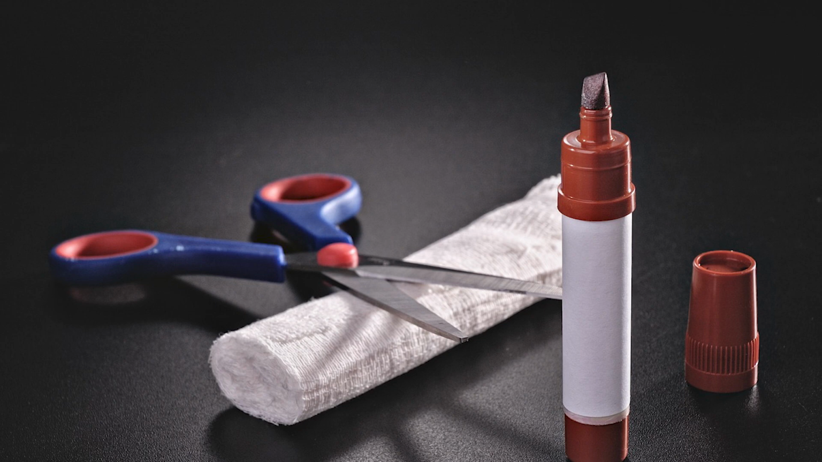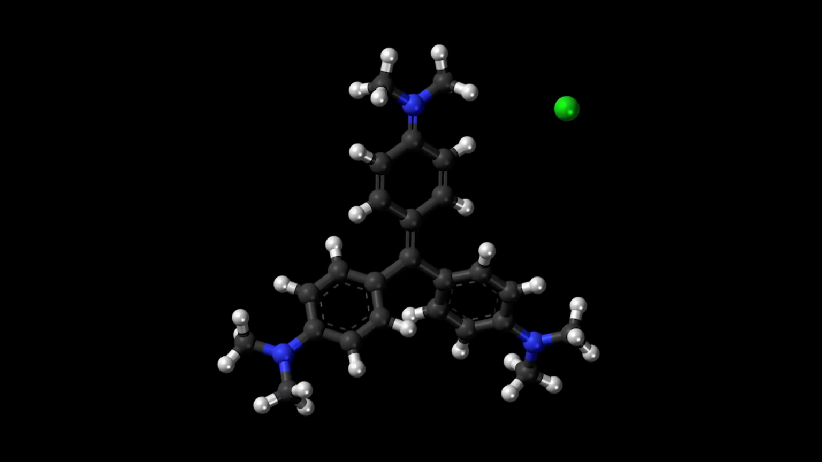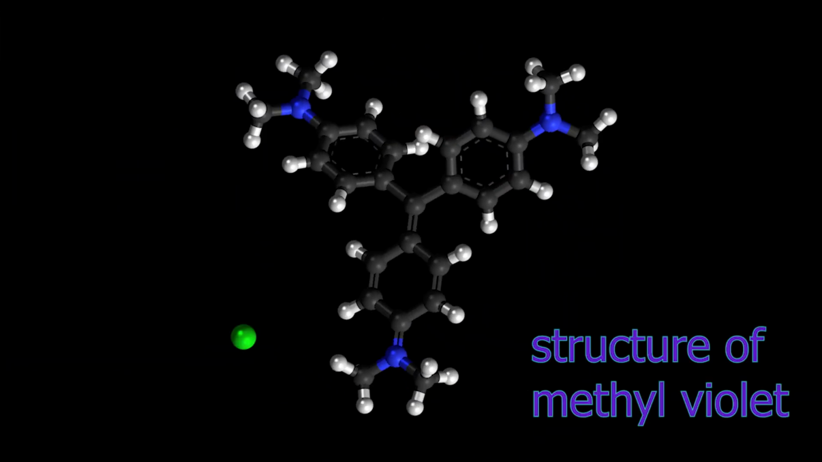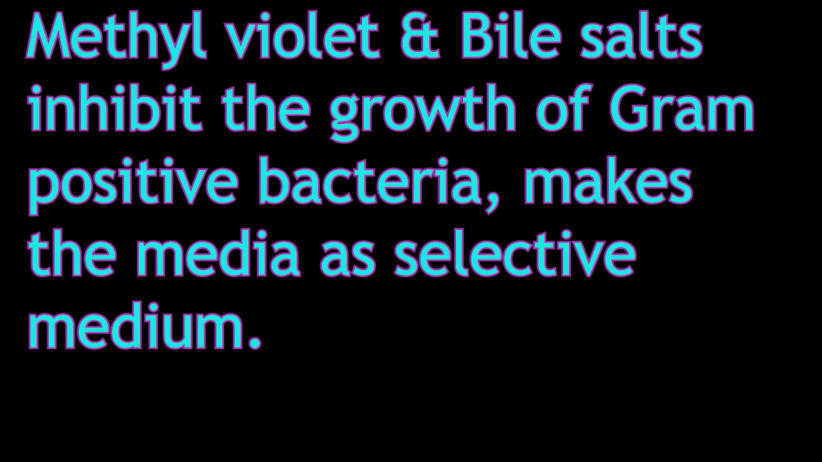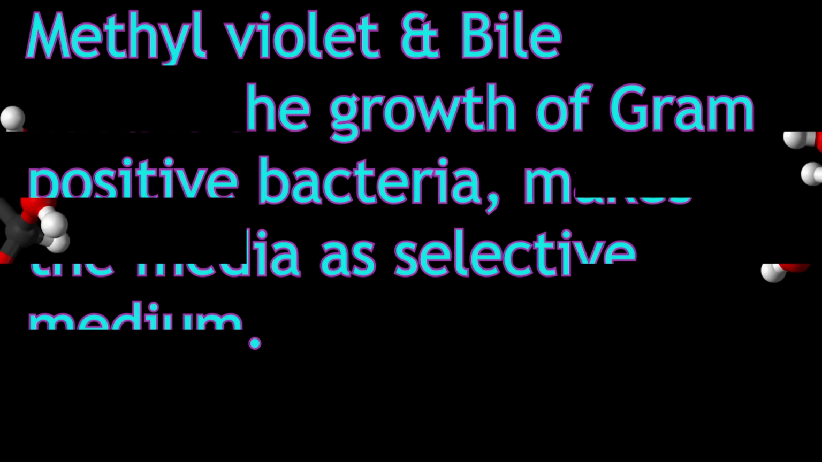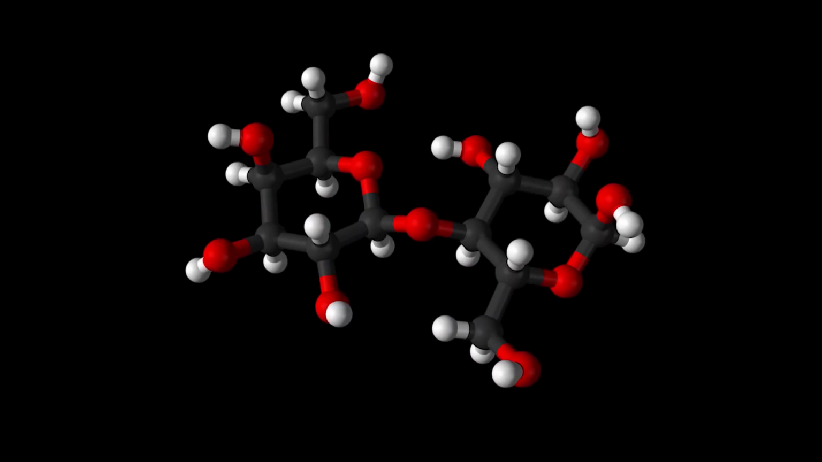Crystal violet in small amounts in MacConkey agar is used to inhibit the growth of gram-positive organisms. Bile salts and crystal violet in MacConkey agar make it a selective medium as the gram-positive bacteria are suppressed by these components. Next is lactose. Lactose is a disaccharide made of galactose and glucose monosugars.